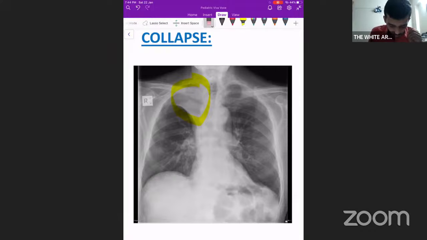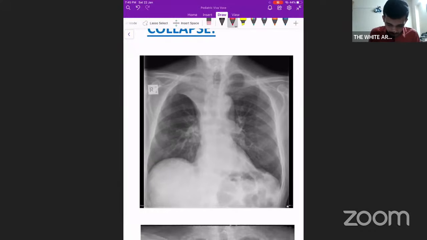But how do you confidently tell that it is a collapse and not a consolidation? How do you differentiate it? Over here you see the rib space. If you observe carefully, there is compensatory hyperinflation of the right lower lobe and the right middle lobe. Because the right upper lobe has collapsed, they have taken over its space. So there will be compensatory hyperinflation.